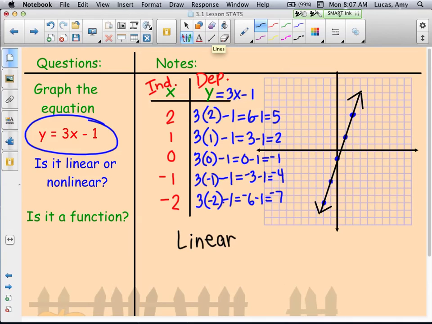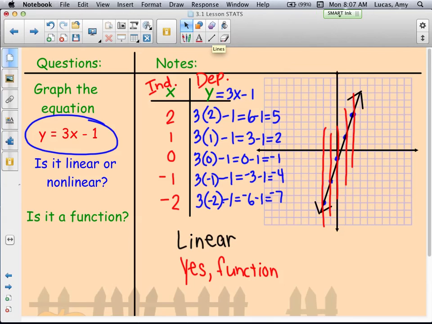And is it a function? Remember that to be a function, it had to pass the vertical line test. So if I draw vertical lines through my graph, yes, it also passes the vertical line test. So it's a linear function. So that is what we're doing in our lesson today. We're making a table. We're selecting 5 values of our independent variable x. We are plugging them in one at a time to solve for the dependent variable y. We're graphing, and we're determining if our graph is a line, and we're determining if our graph is a function.